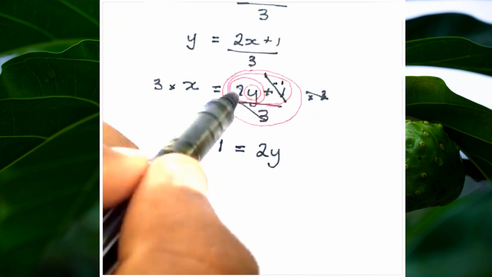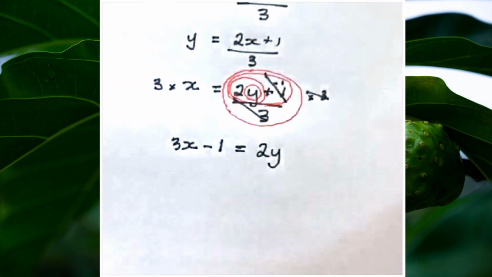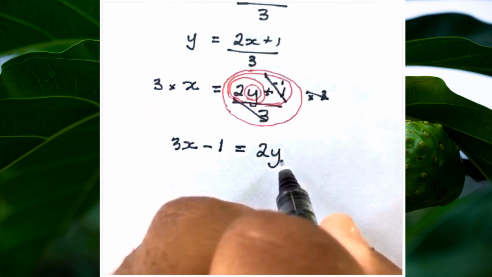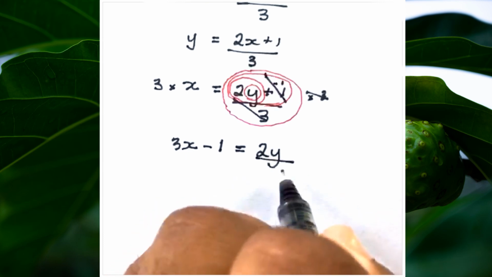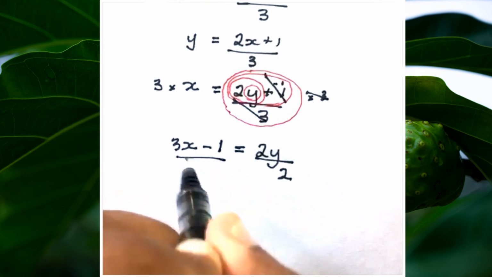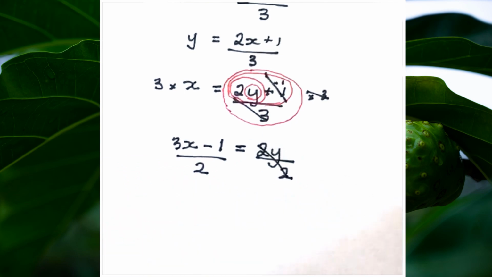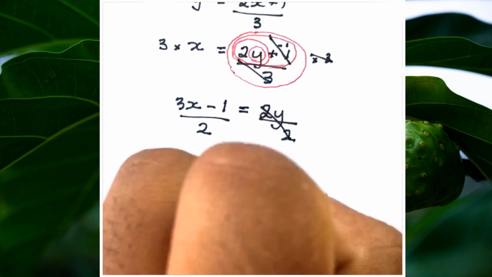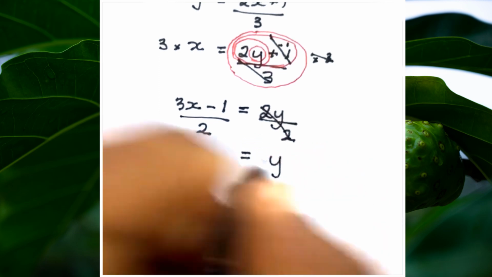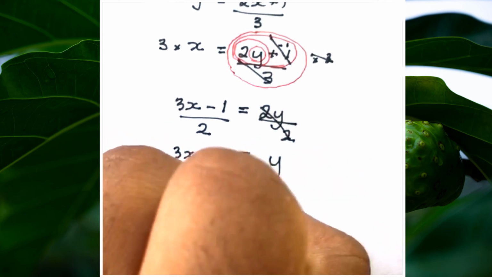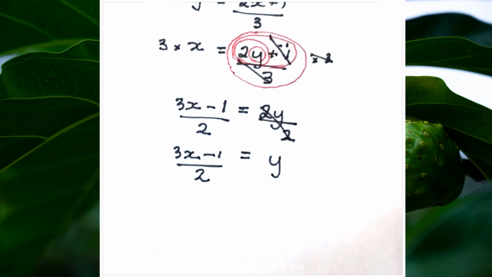So the next thing I need to get rid of is this multiply by 2. And the opposite of multiplying by 2 is dividing by 2. And I'm going to do it to both sides to keep it balanced. These will cancel. And that will leave us with just y. And y is going to be equal to 3x minus 1 divided by 2.